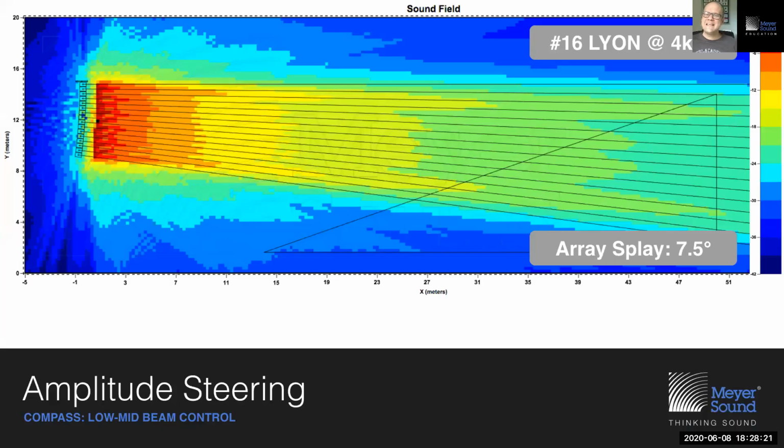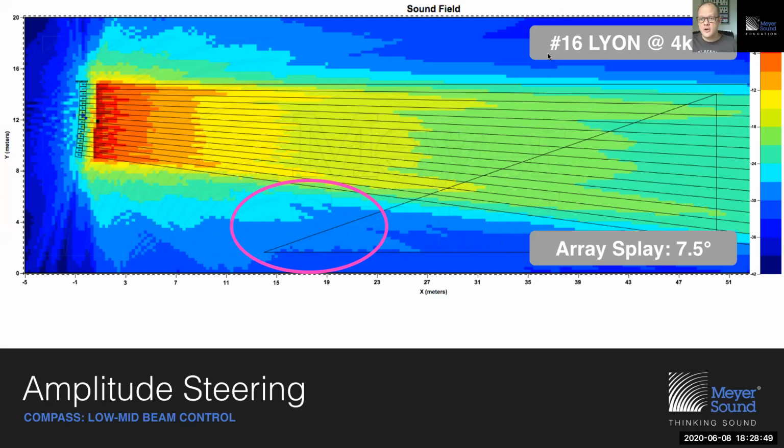Because if I take 16 Lion loudspeakers with half of a degree splay, then at this point, it's clear that we're sending too much energy to the second half of the venue while overshooting the start of the audience. This is again section view, and it suffices to say that we're pointing the loudspeakers in the wrong direction.